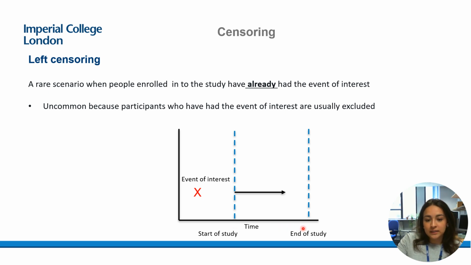start of the study and this is the end of our study, and let's say that we are looking at chickenpox. So we would say that the person at some point in their lifetime had chickenpox, and that's our event. We would left censor them because we know that they had chickenpox before they entered the study and before our study started. As I said, this is a rare scenario, so it's not commonly seen, as often these people would just simply be excluded from our study.